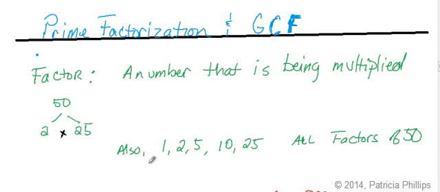Okay, so other factors of 50 are the number 1, because 1 times 50 is 50. The number 2, because 2 times 25, 5, because 5 times 10, and 10, because 5 times 10, and 25, because 2 times 25. Okay. So that was kind of a tongue twister. I hope I got them all. I got them all in there. Okay, so all of these numbers are factors of 50.